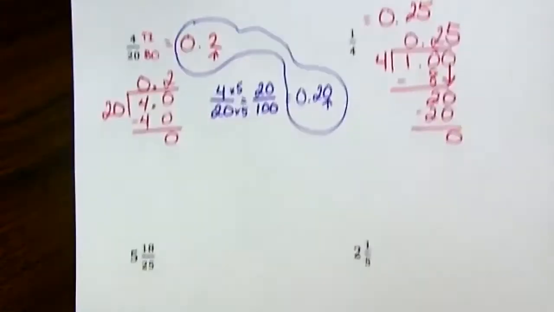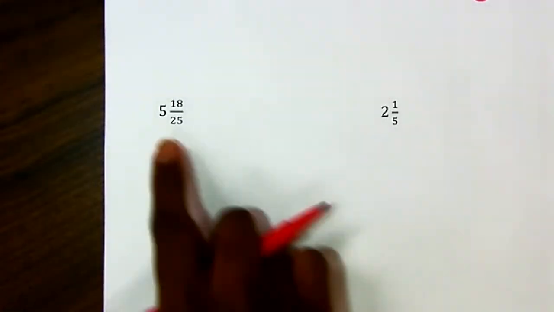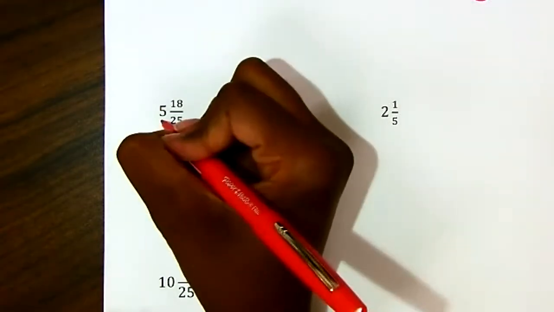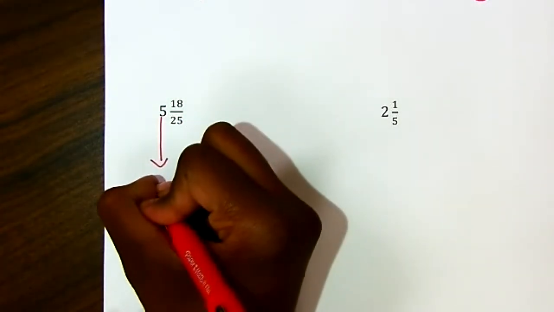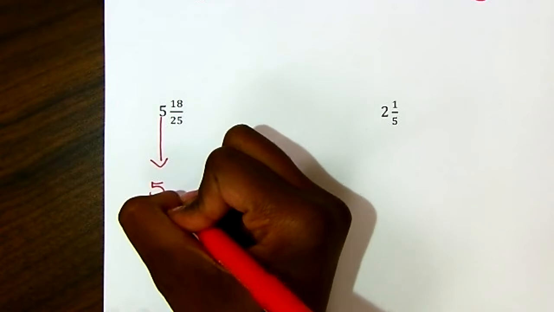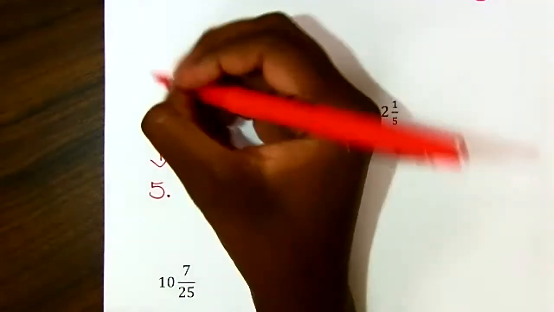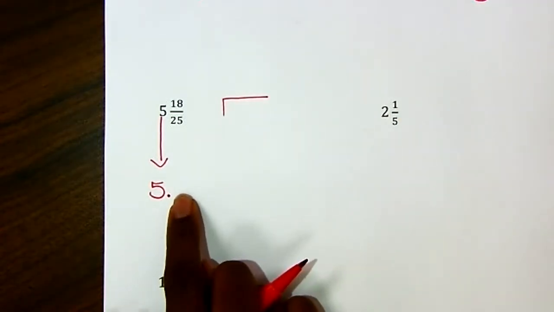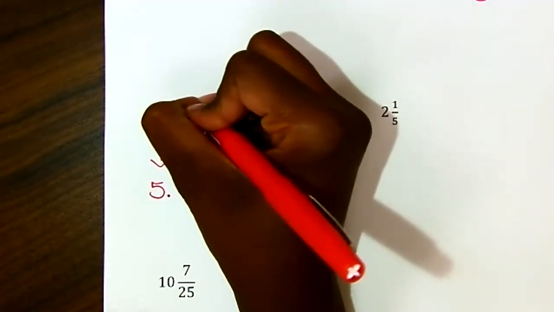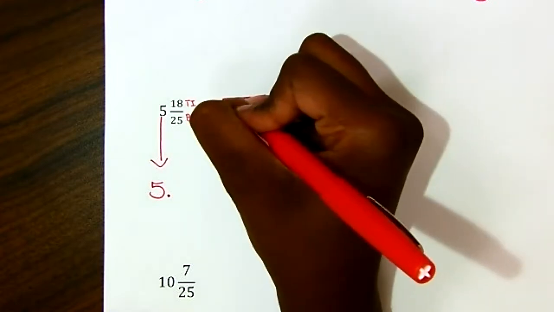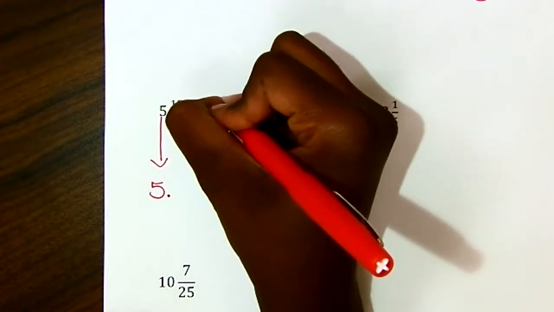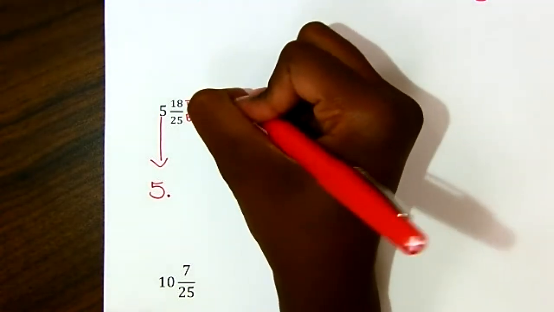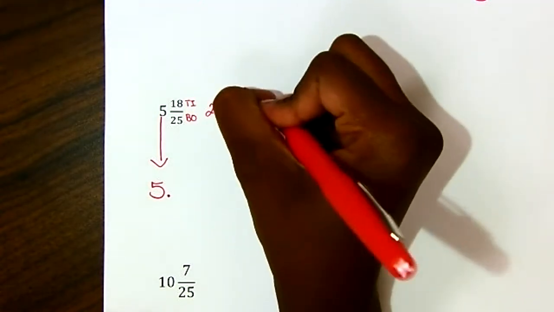Okay. Now let me throw you a curveball. What if I put a whole number in there? Well, we just bring that whole number down, and we're going to put our decimal behind it because the fraction is what we need to change for our back part, for our decimal. So now I'm going to do 5 and 18/25, top in, bottom out. 25 cannot go into 18. So I'm going to add some decimals and a 0.